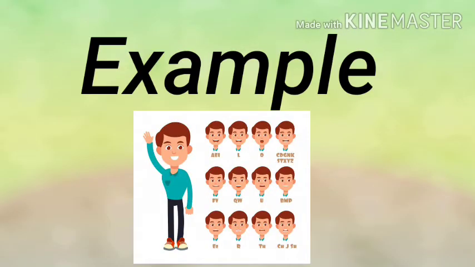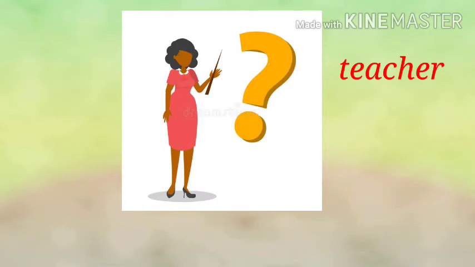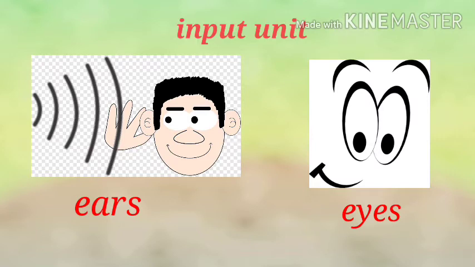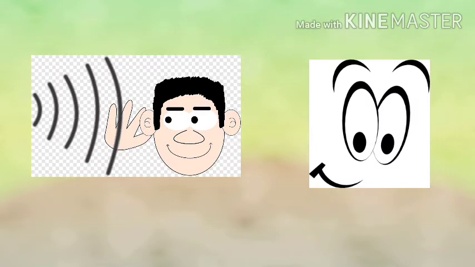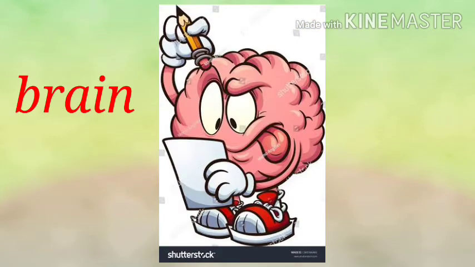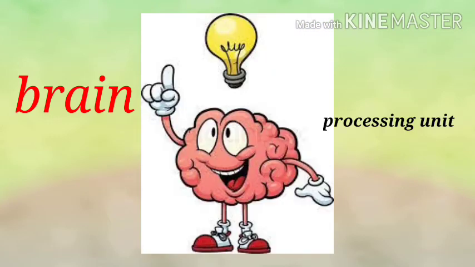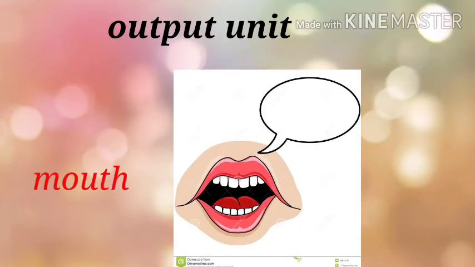Now, let us understand these steps by taking an example of our body. When a teacher asks us a question, we hear with our ears and see with our eyes. The ears and eyes are the input units. Our brain stores everything that a teacher says. Then it thinks of an answer and orders us to speak. In this way, the brain works like a processing unit. When we answer with our mouth, it works like an output unit.